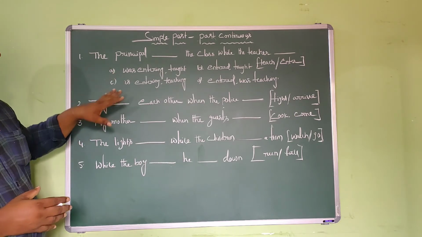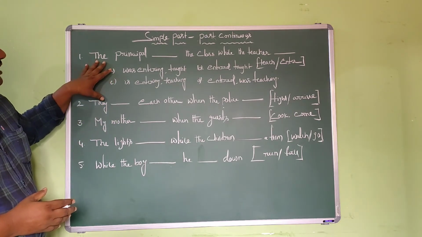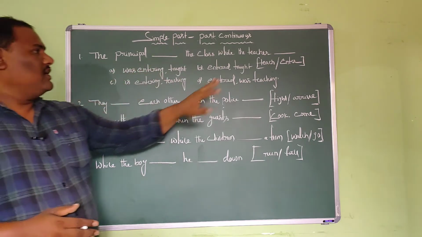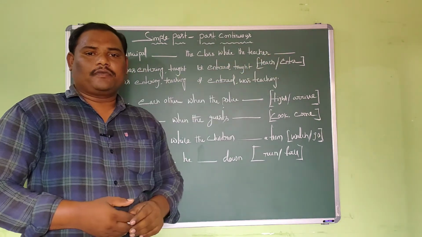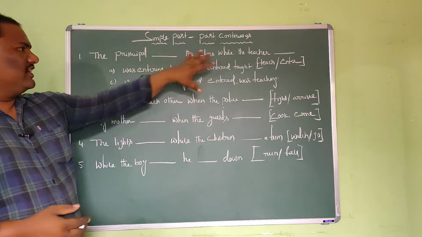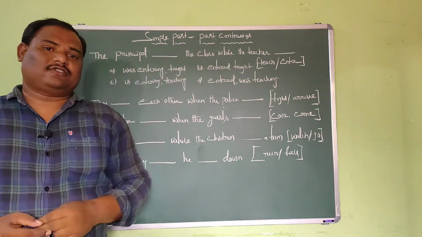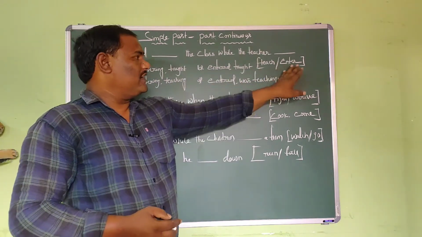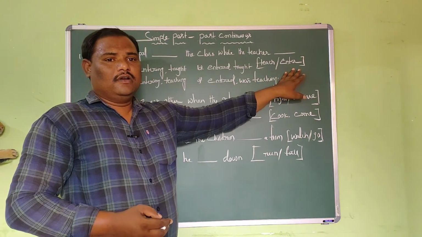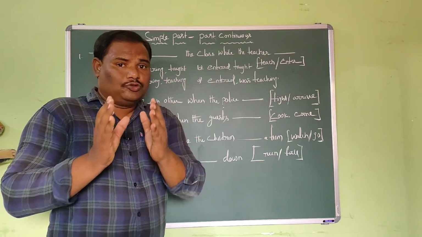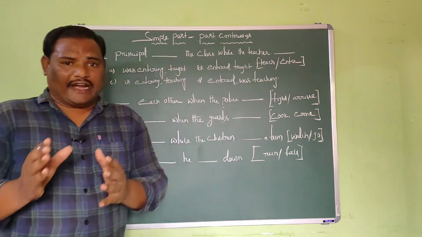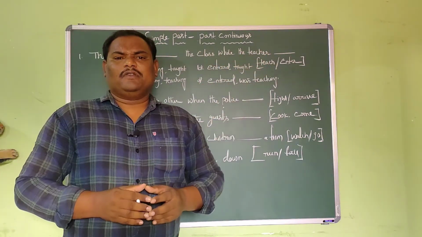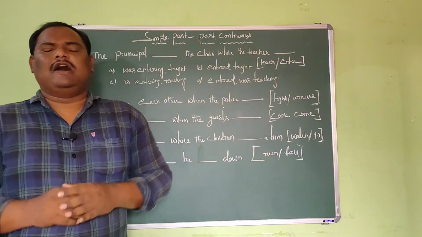Dear friends, I request you to observe the first question I have given on the board, please. The principal dash the class while the teacher dash. So this is a single sentence where you can find two blanks. And the two blanks are given two verbs here, teach, enter. What we have to do is fill in these two blanks with the appropriate verbal form.